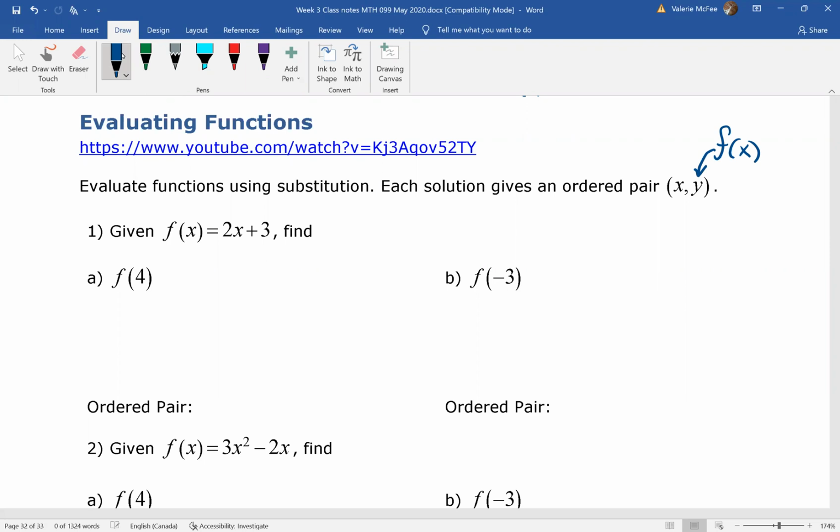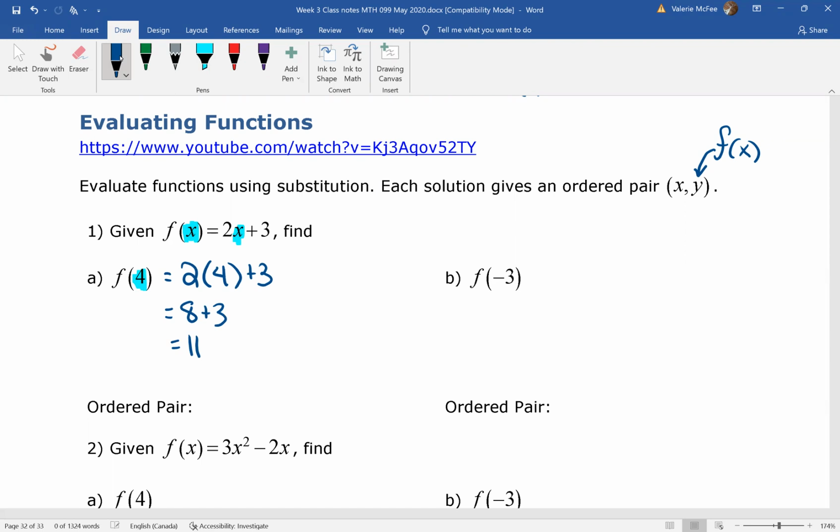In question 1, I tell you that the f of x equals 2x plus 3. And then I ask you to find the f of 4. We changed x to 4. That means this x also needs to change. So we say that the f of 4 is equal to 2 times 4 plus 3, or 11. The f of 4 equals 11.